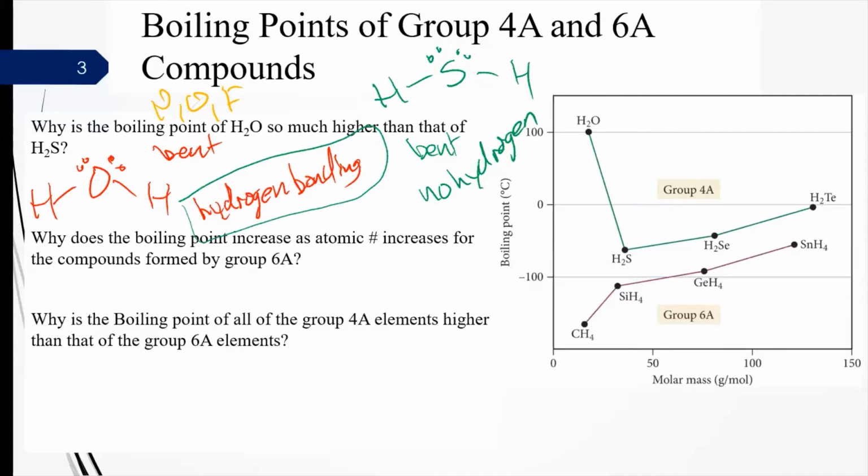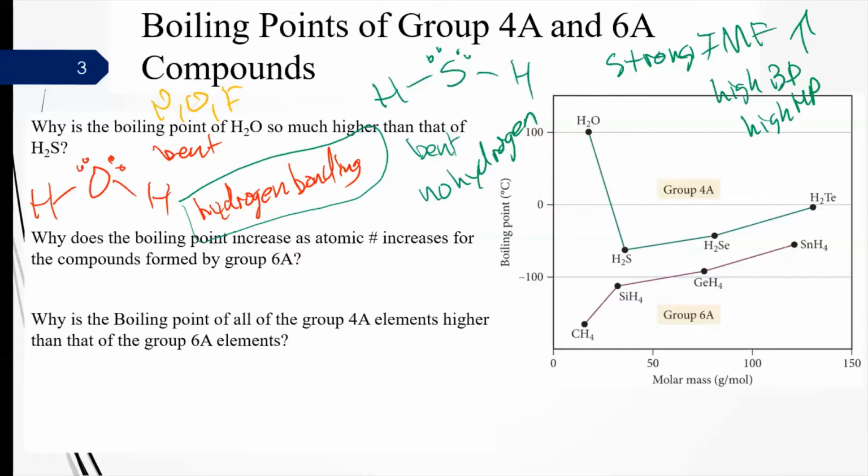Those hydrogen bonds are very strong intermolecular forces. Strong intermolecular forces, so that should be an F, leads to high boiling points, high melting points. Weaker intermolecular forces leads to lower boiling points, lower melting points.